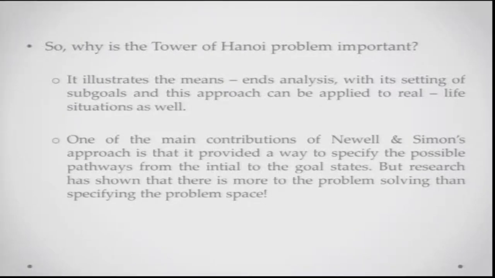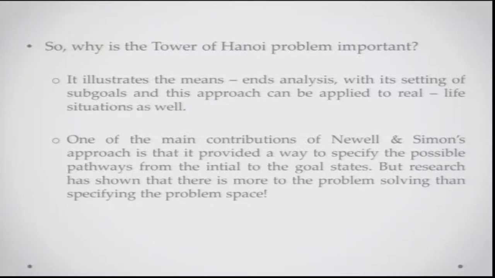So why is the Tower of Hanoi problem important? It is important because it demonstrates the usefulness of means-ends analysis, with this setting of sub goals and the approach that needs to be applied. And this can apply to real life situations as well. If there are bigger, more complicated problems at hand, what you really need to do is break the problems into smaller goals and keep achieving those smaller goals in order to eventually reach the largest goal. That's pretty much how means-ends analysis would work out.